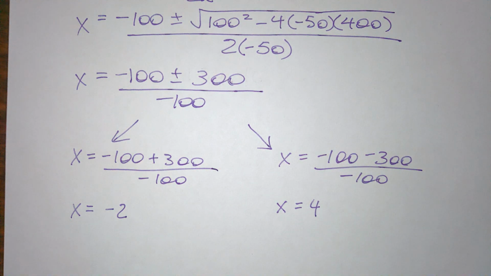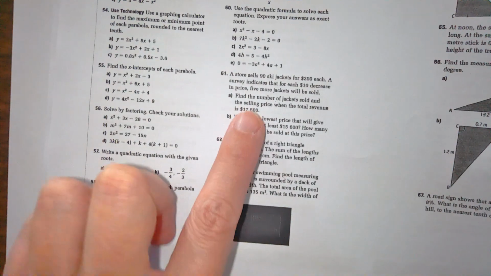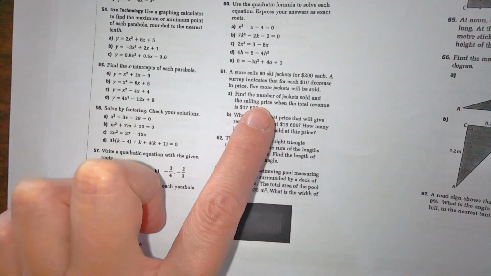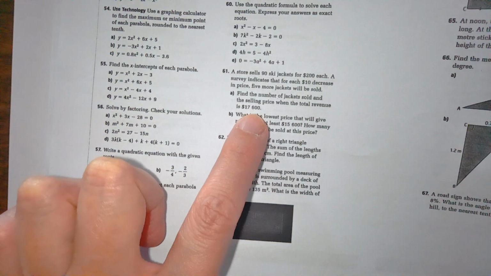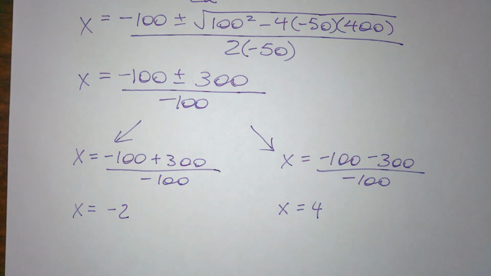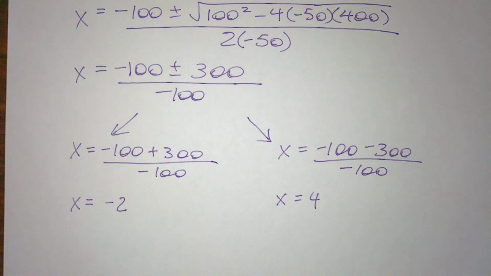Yeah, so we found the x value, but we never answered the question. Alright, let's focus. The question was asking for the number of jackets and selling price so that I can make 17,600. I'm not asking for the maximum revenue. I just want to make 17,600. So what should the price be?